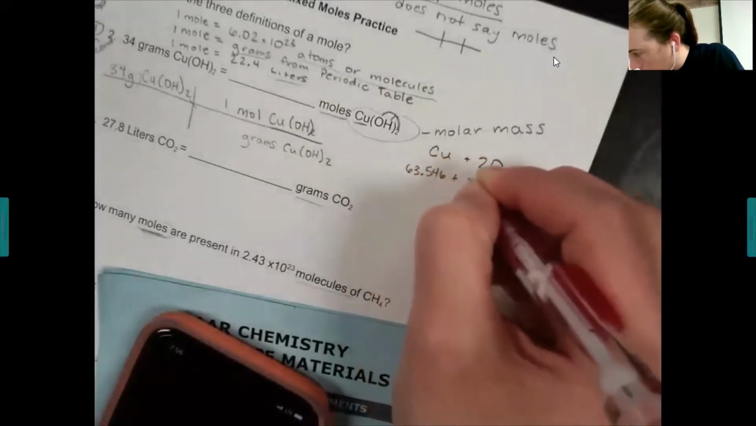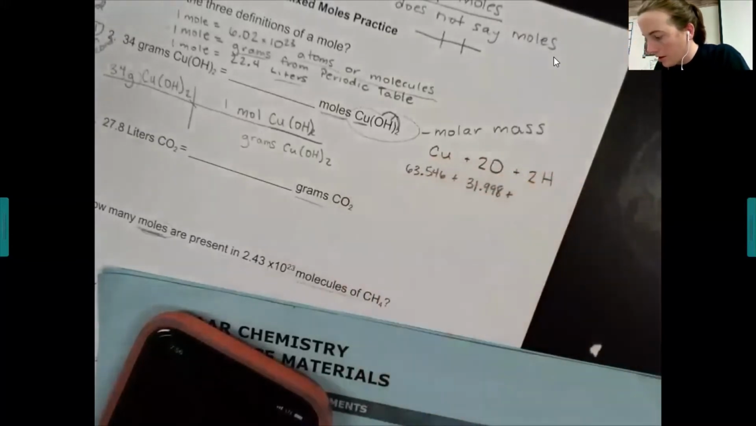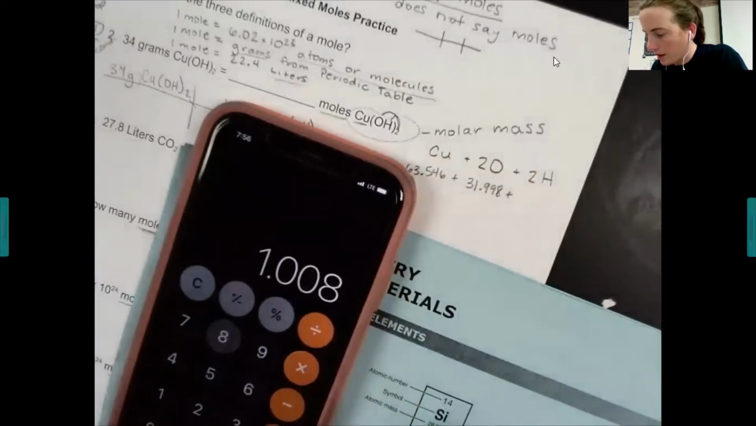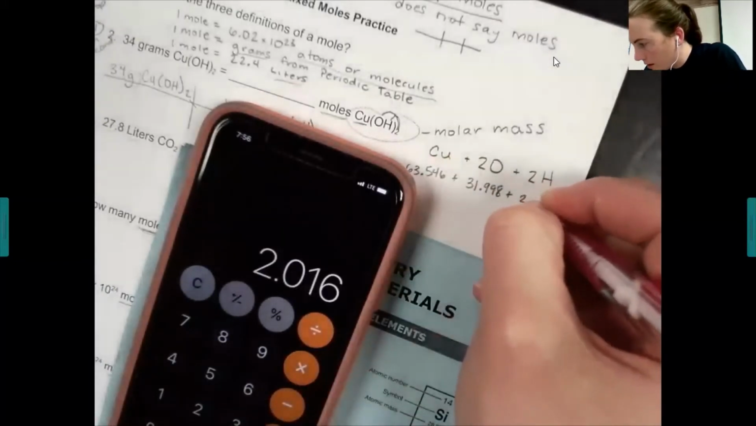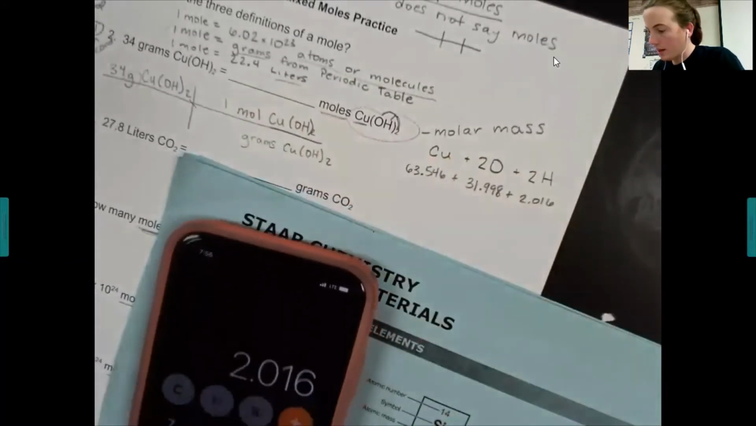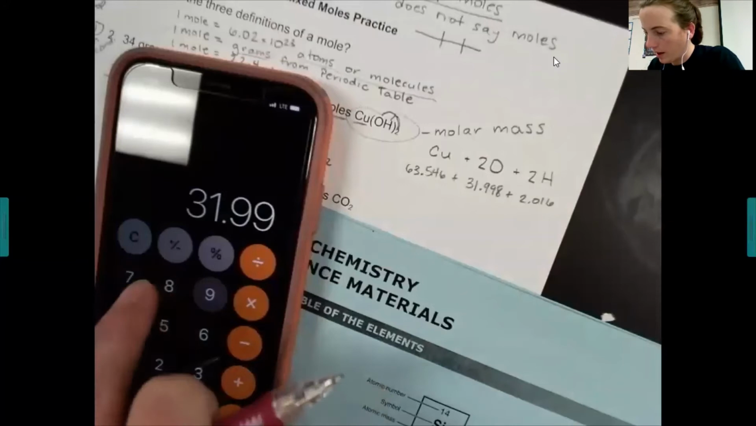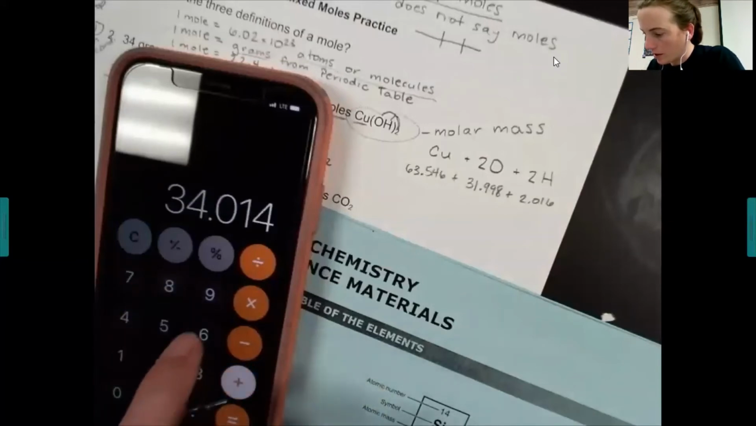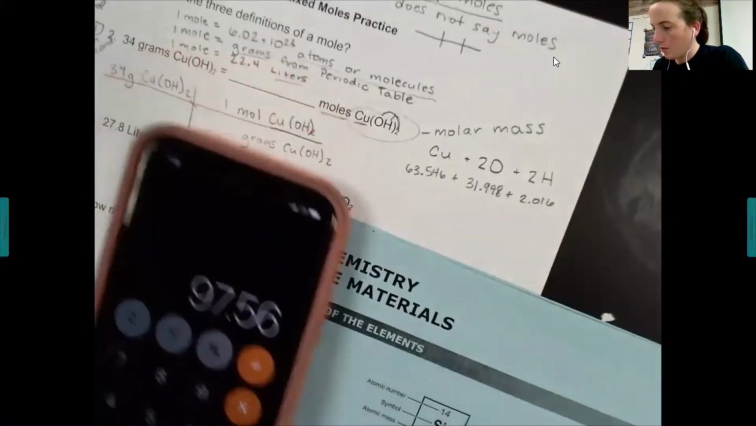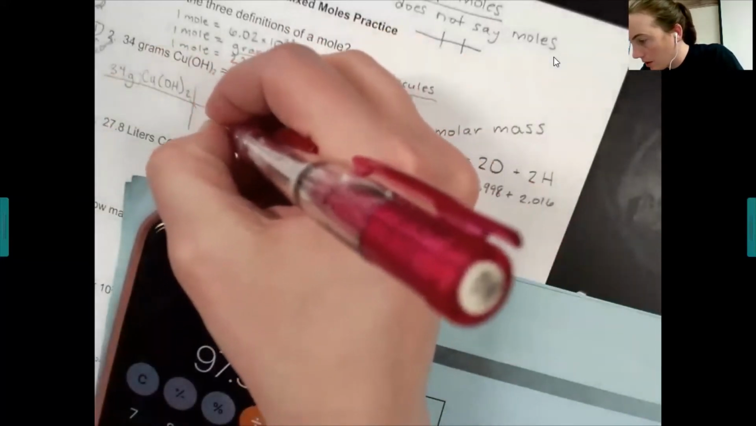63.546 plus 31.998 plus 2 times 1.008, because that's hydrogen's mass. Okay, so now I'm going to add all 3 of these masses together. So 2.016 plus 31.998 plus 63.546 equals 97.56. So that's my number that goes here.